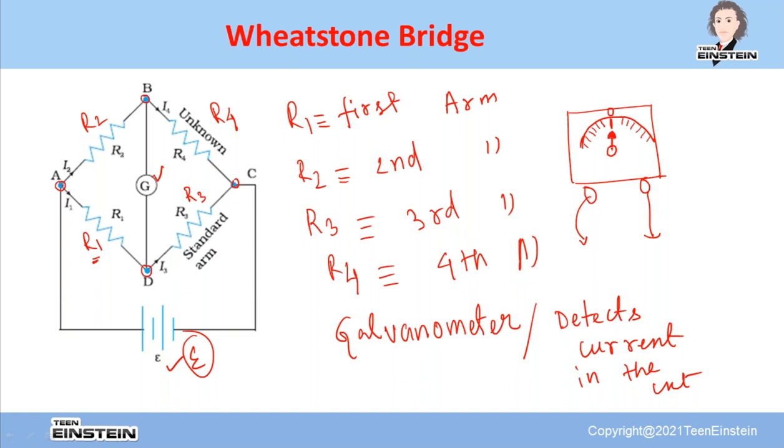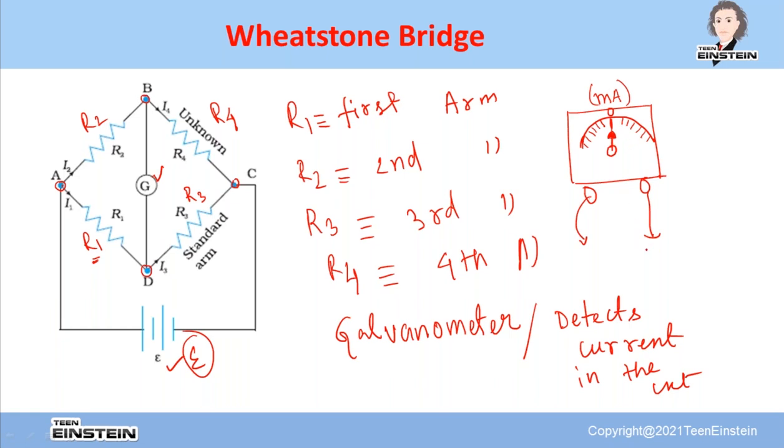There will be graduations, and this side also 1, 2, 3, 4 like that. There will be graduations, and there will be a needle, like this. When there is no current, the needle will be exactly pointed to the zero line. But whenever there is a current flowing through this, there will be deflection.